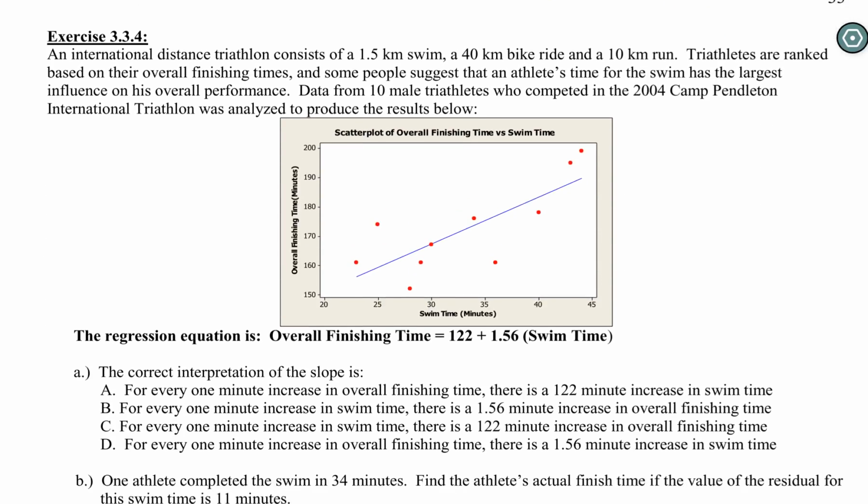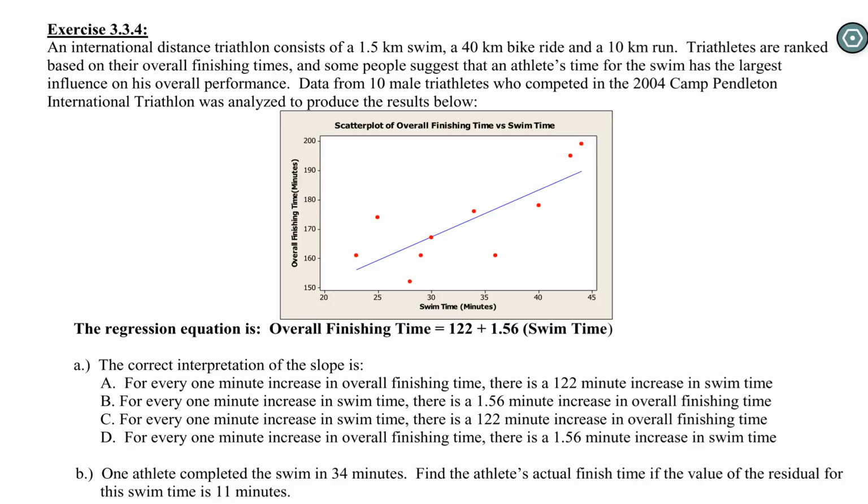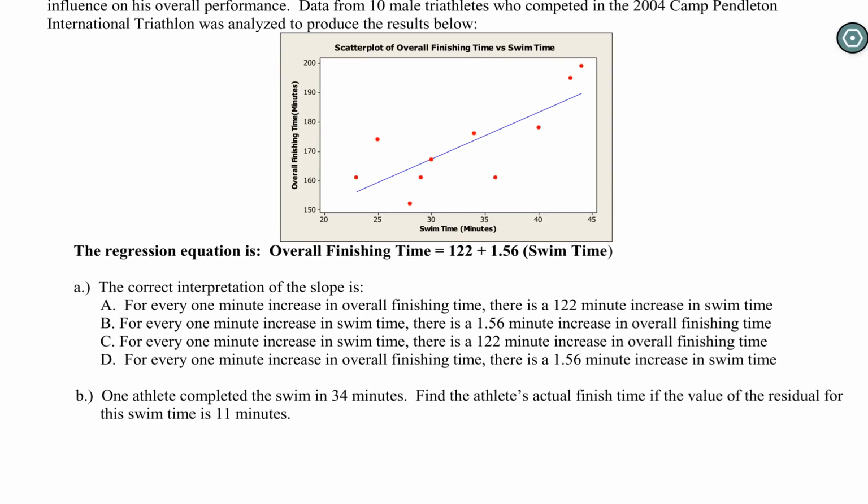All right, this is making it long, but I'm going to do the last example so that we can finish it all up in one video. So we have one more exercise. Now we're looking at a triathlon, and we're looking at overall finishing time versus the person's swim time. We have 10 athletes from 2004. Okay, and we have our regression lines. We've been given all this information.